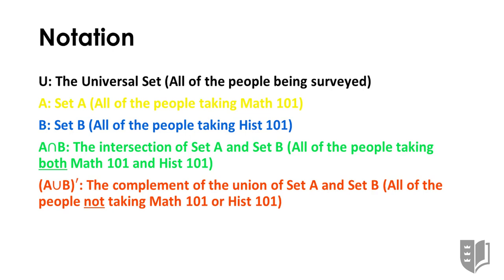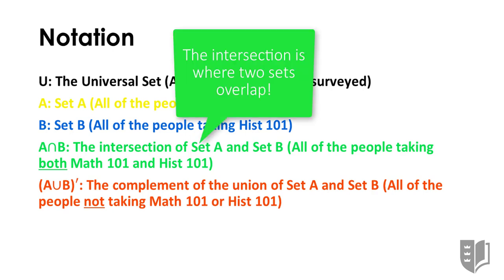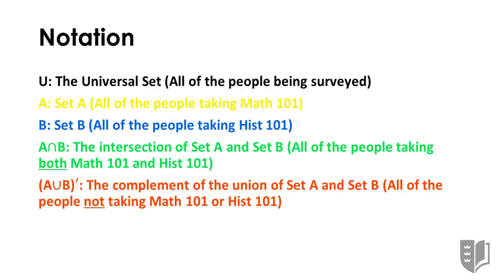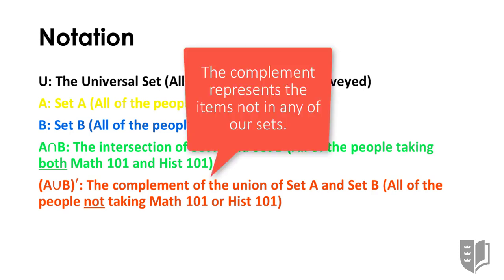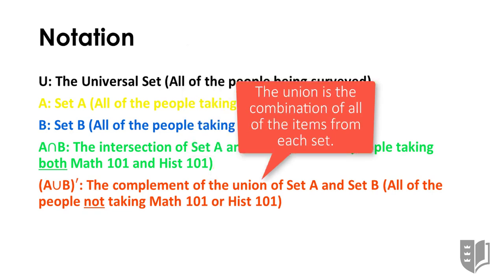You'll also notice that there's an overlap between A and B, represented in green, and that's the people that are taking both History 101 and Math 101. Essentially, it's the people in both sets. There's also one last color on our Venn diagram, and that's orange, and that's the complement of the union of A and B. Now that sounds really complicated, but all it means is this. It means the people that didn't take Math 101 or History 101, i.e. they aren't in set A or set B.